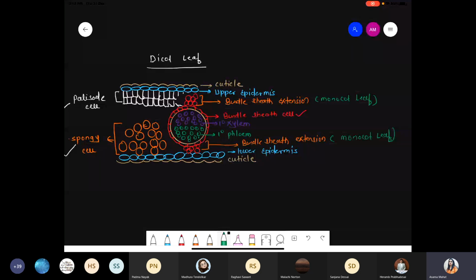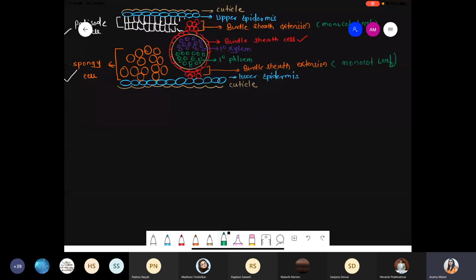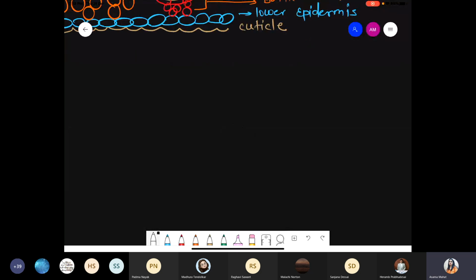Next part, we are talking about the bulliform cells. If you have the module, you can open it and share the question related to bulliform. It should be in the previous year questions, I think 2019 or 18. Just check once. So we are talking about the next cell, the presence of bulliform cells or motor cells.